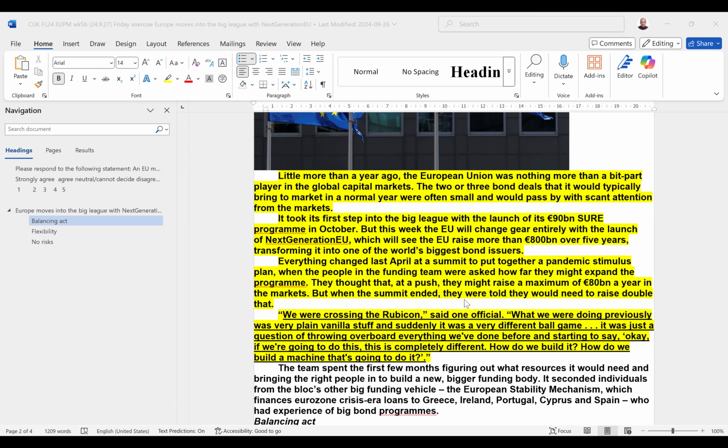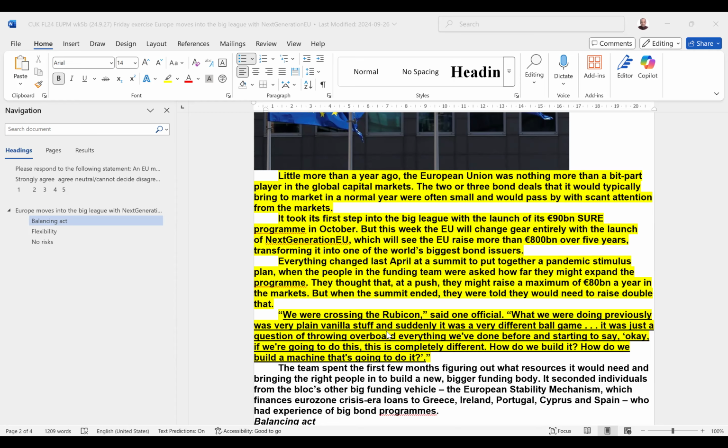But when the summit ended, so a summit, of course, means the heads of government and states. So that's a meeting of the European Council. Summit is like the summit of a mountain. So the top level people, the prime ministers and presidents, they were told they would need to raise double that. We were crossing the Rubicon, said one official.